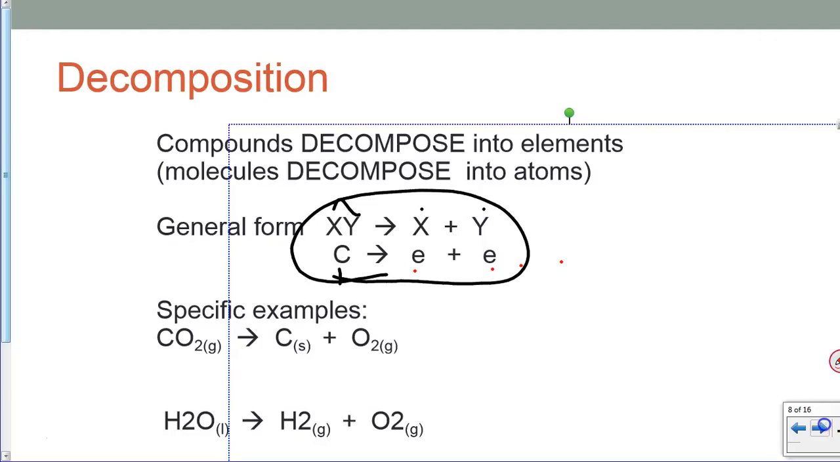And the reason that I would say elemental products, or elements, is that you will make exactly how many you need. It's not always 2. If the compound had 4 elements, you would have 4 products.